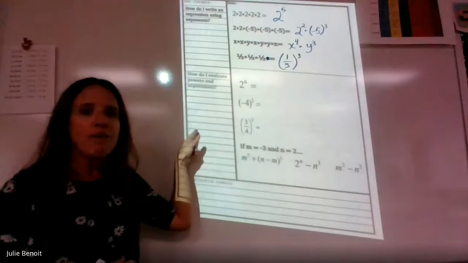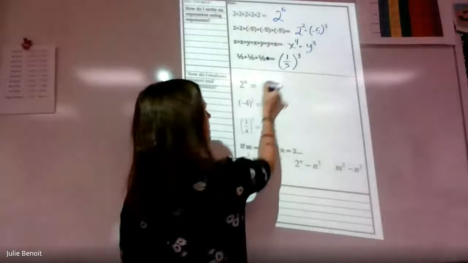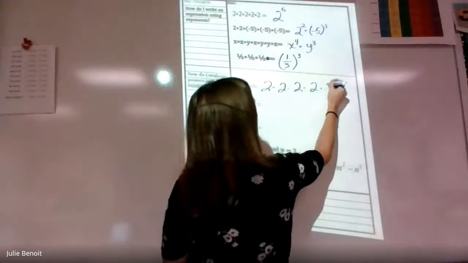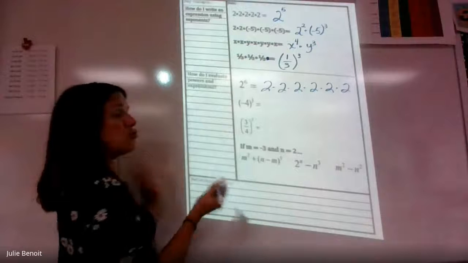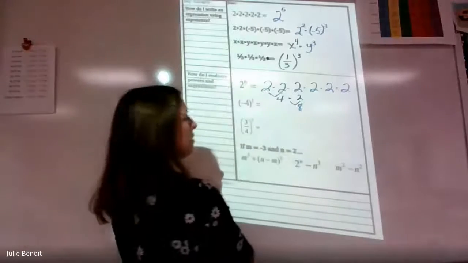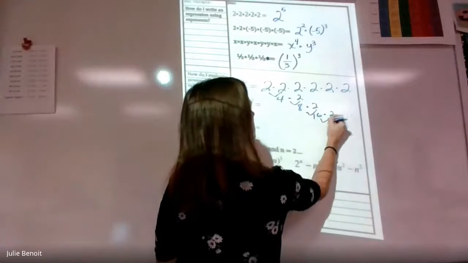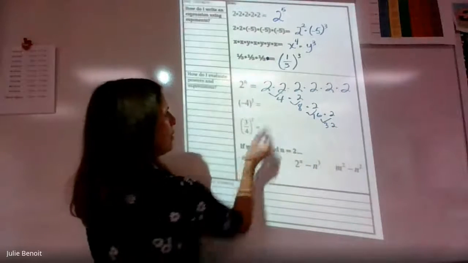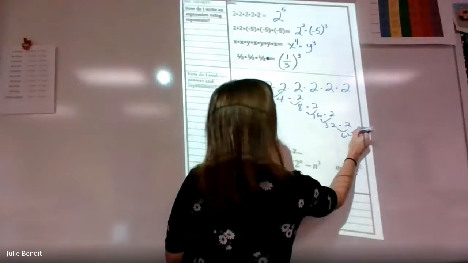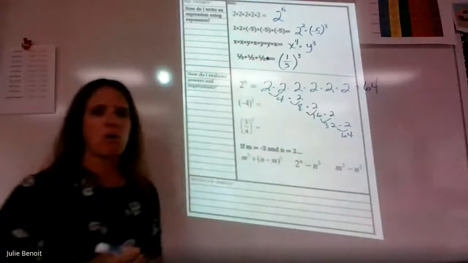And now we're going to talk about evaluating, so actually getting that power, getting that product. 2 to the 6th, your base is 2, and it's saying you're having 6 of those. Chunk it. 2 times 2 is 4. 4 times 2 is 8. 8 times 2, 16. 16 times 2, 32. So that's 1, 2, 3, 4, 5. We've got one more, 64. Okay, so this would equal 64.